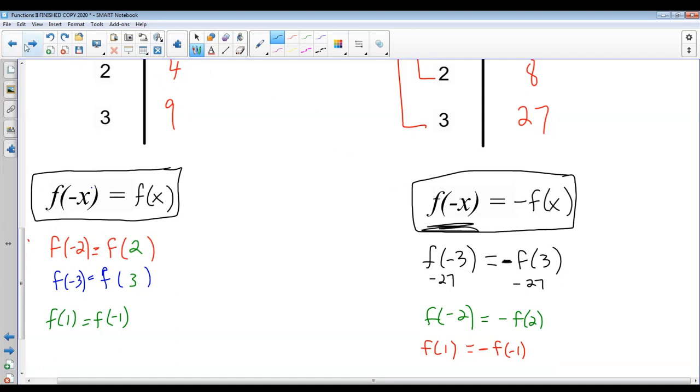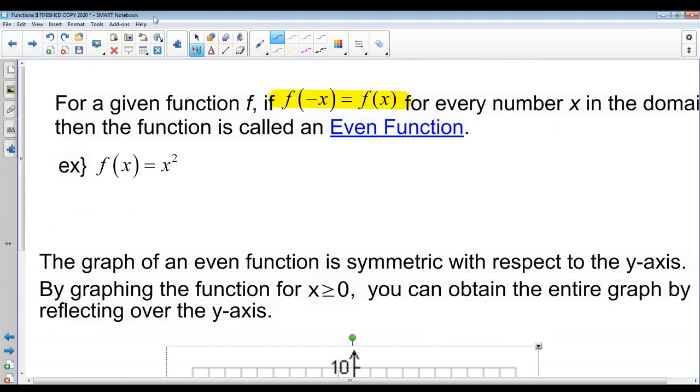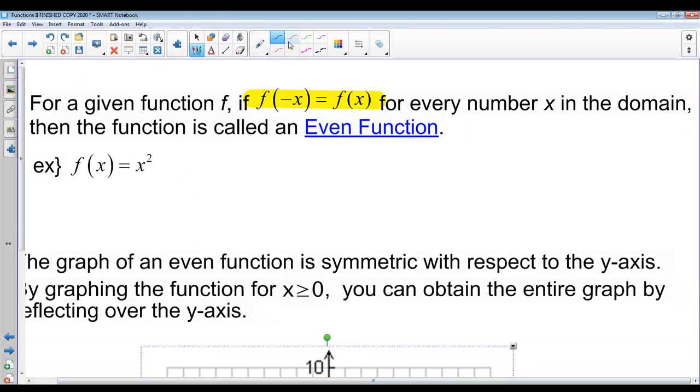Okay, so let's take some notes on exactly what this means. This is all written in your notes. I have your packet here in front of me, so I'm making sure it all matches up. For a given function f, if f of negative x equals f of x for every number in the domain, then the function is called an even function. Our classic example of an even function is f of x equals x squared. Watch how we show this algebraically. I showed you on the first page with numbers, so I could plug in negative 2 here and we would see that it would be the same as positive 2. But if I test this, if I say, okay, what is f of negative x?